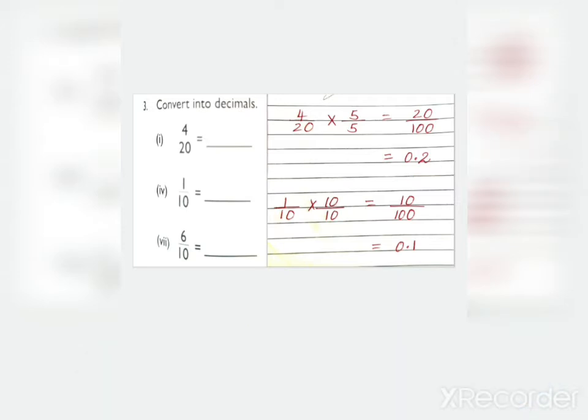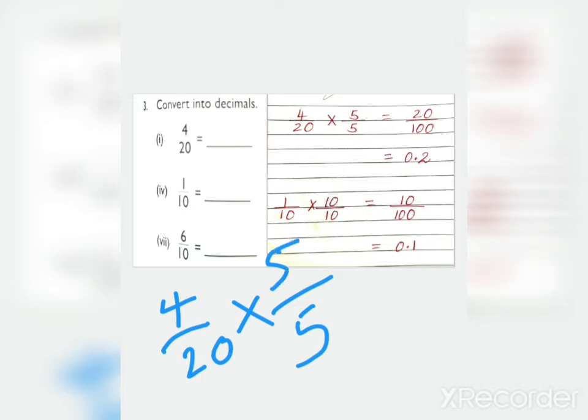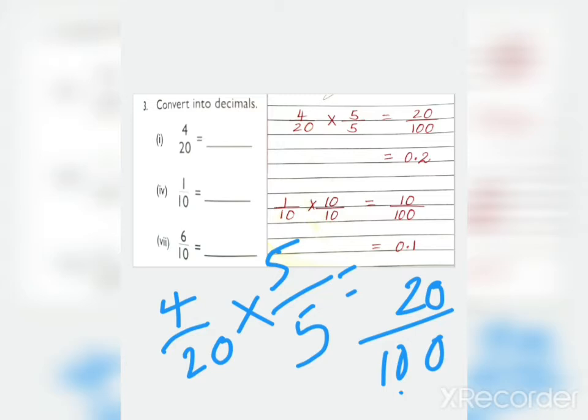The other method is this: 4 upon 20 is there, try to convert the denominator to a power of 10. How will you do that? You can multiply by 5 in the numerator and 5 in the denominator. You will get 20 by 100. That will be equal to, when two zeros are there, 1 and 2 place, 0.20.